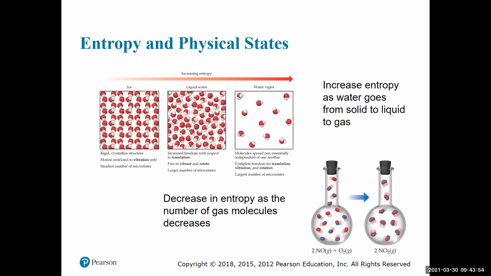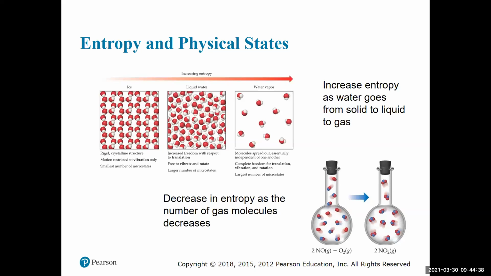So that is a visual of how entropy increases as water goes from solid to liquid to gas. Down at the bottom here, we have a reaction that occurs. On the left-hand side, we have 2 moles of NO plus 1 mole of O2, and that yields 2 moles of NO2. What we see is that the entropy actually decreases here. And why is that? Well, on the left-hand side, we have 2 moles plus 1 mole, so 3 moles total of gas. Now on the right, we form 2 moles of NO2. So we have fewer moles of gas molecules: 3 moles on the left, 2 on the right.